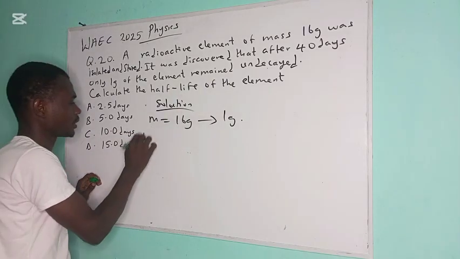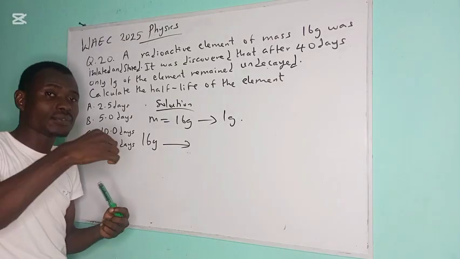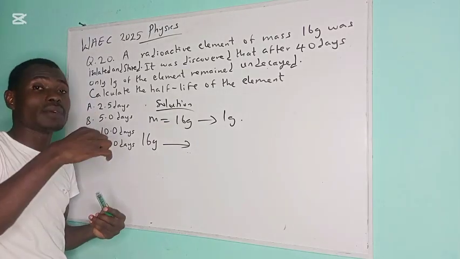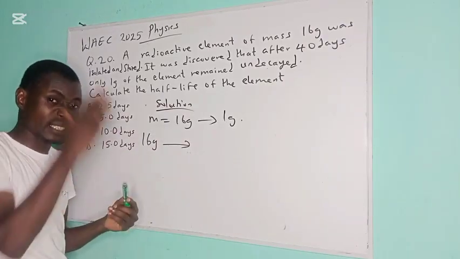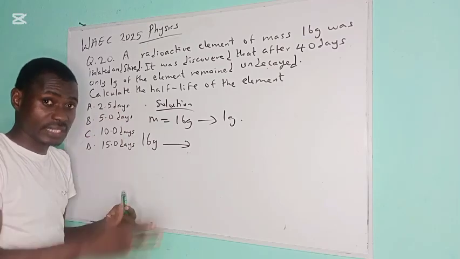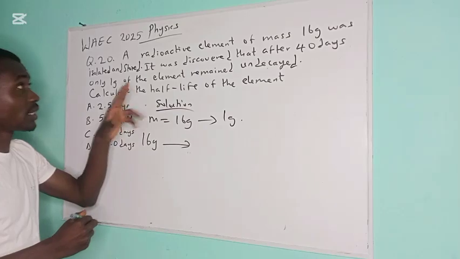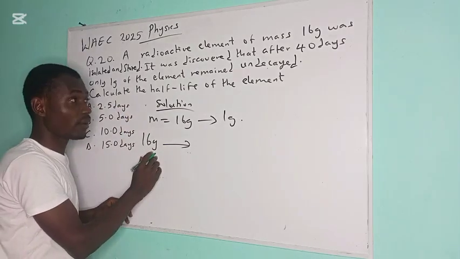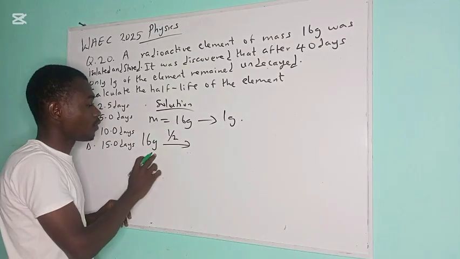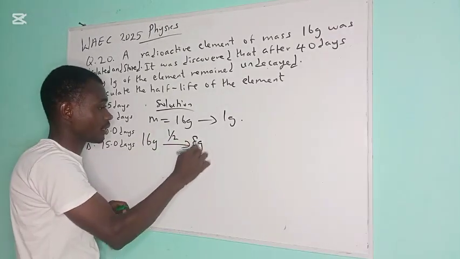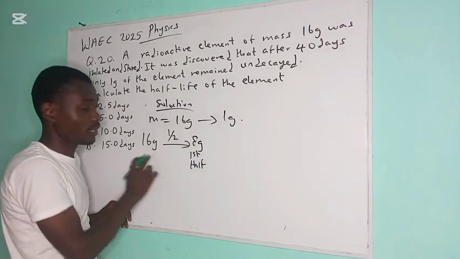Now let's start with 16. I told you that half-life has to do with the time taken for the radioactive element to decay, to disintegrate, to break down by half of the original value. What is the original value of this radioactive element? It is 16. The first half-life will be half of this, which is 8 grams.